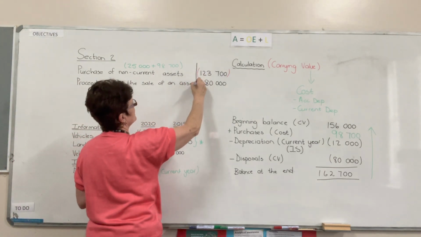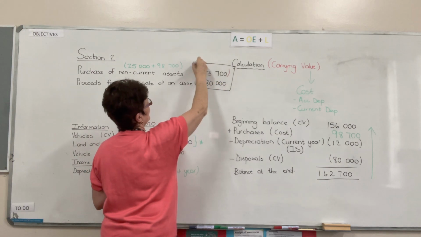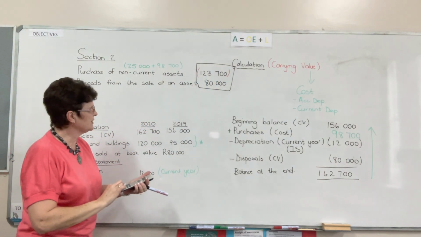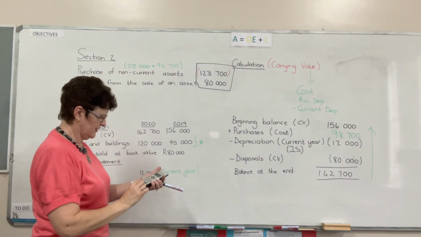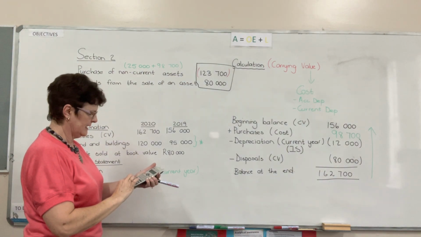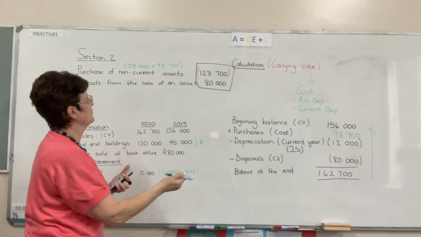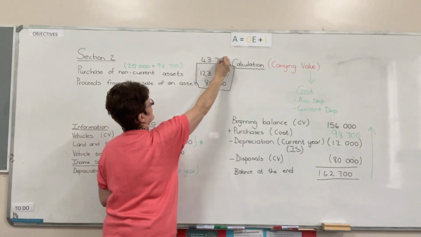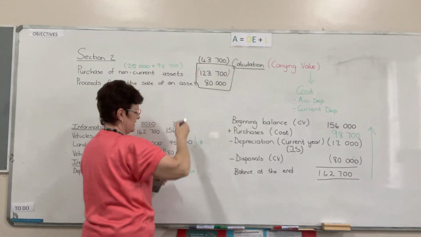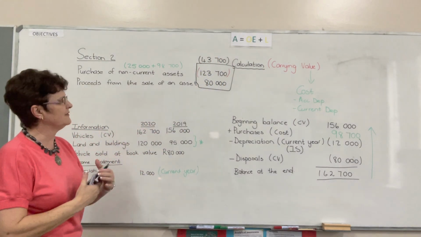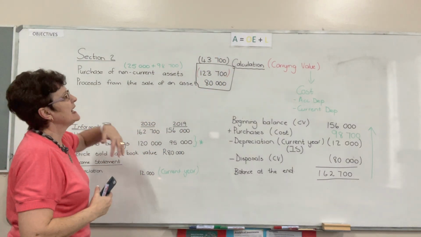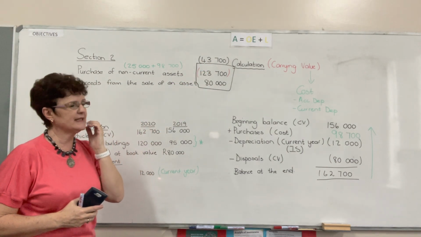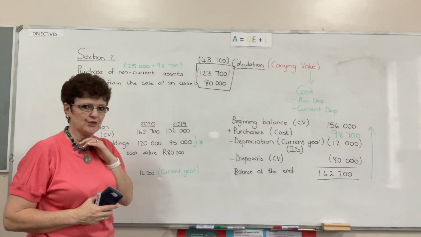So the answer of this block, which is 123,700 minus 80,000, is 43,700, but it's a negative, so it means my investing activities had an outflow of cash of 43,700. So this is section 2.